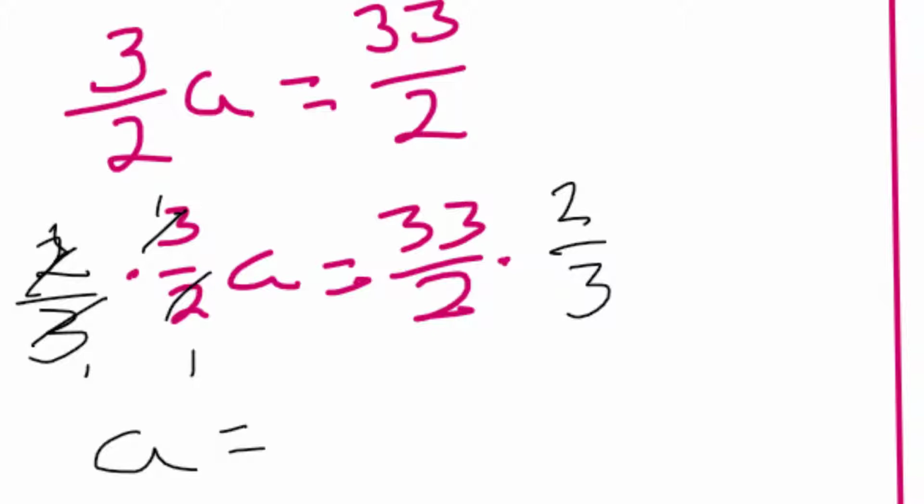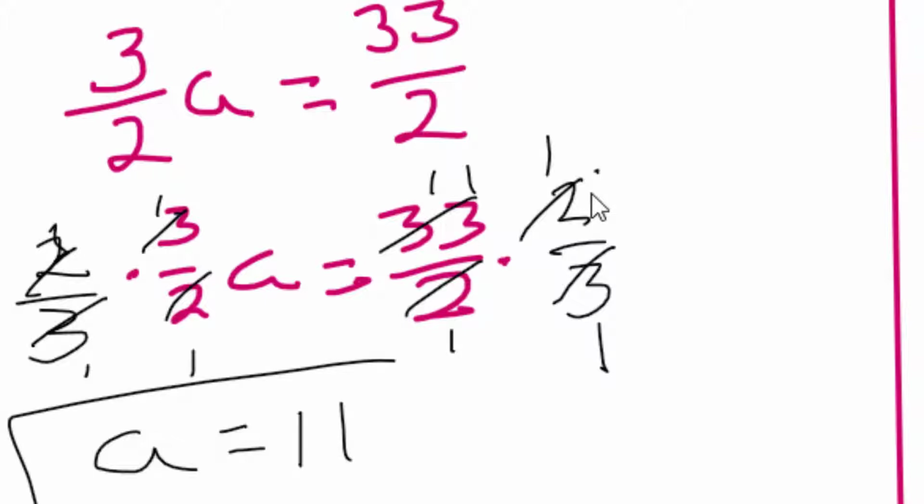Can I simplify anything? Yes, I can. So now I simplify just so that I don't have a big number that I have to simplify at the end. I like to simplify inside here. So 2 divided by 2 equals 1. Here, 3 is a factor of 33. So I'm going to divide both by 3. So 3 divided by 3 is 1. 33 divided by 3 is 11. So 11 times 1 is 11. The value of a is 11.